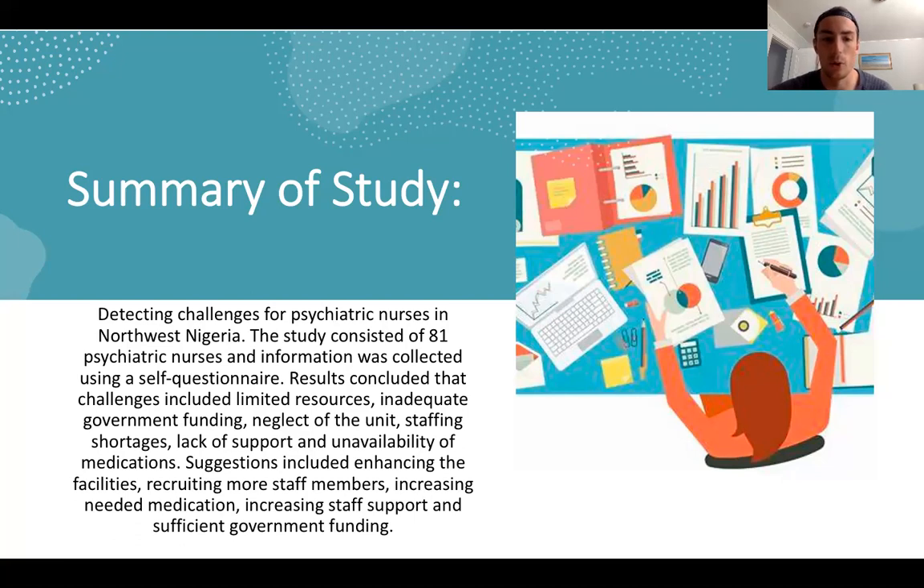The results showing that challenges for psychiatric nurses included limited resources, inadequate funding, neglect, poor staffing, difficulty obtaining enough quantities of medication. And these same nurses, when they listed their challenges, they also offered up suggestions for solutions or remedies to these challenges, which included make the facilities better, recruit more staff members, increase medications needed, and increase staff support, and obtain more government funding.